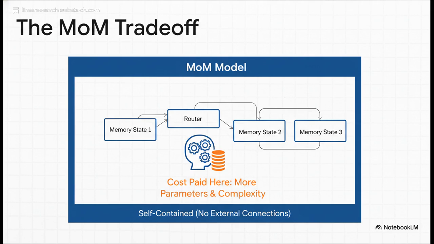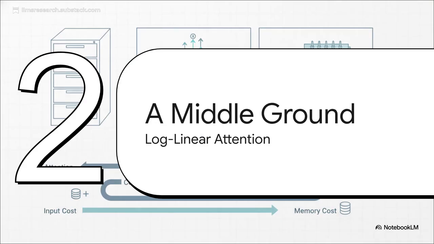More parameters. And it gets more complex because you have this new routing logic. But the big benefit is that the whole system is self-contained. You don't need any extra databases or anything in inference time. It just works.